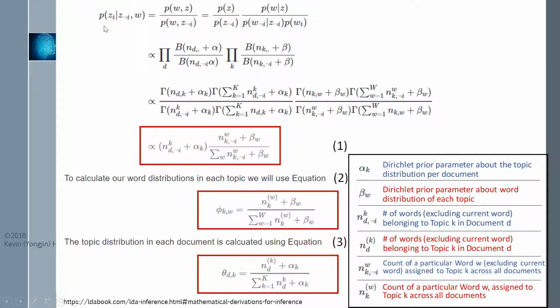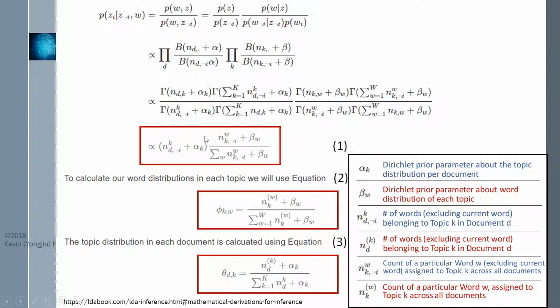Let's take a look at those formulas quickly. So I already skipped a lot of steps, but finally, this equation 1 will be the one we use to assign the topic category for the current word. It may look very confusing, but let me call out something quickly. The alpha is one of the Dirichlet prior parameters. It controls the topic distribution per document prior, and beta is another prior parameter for the Dirichlet distribution, and this controls the topic words distribution.